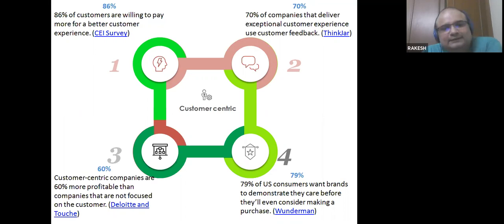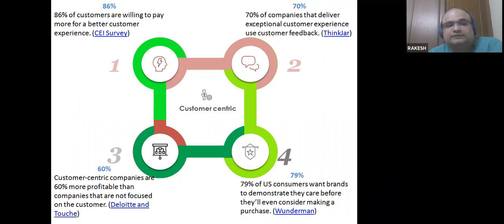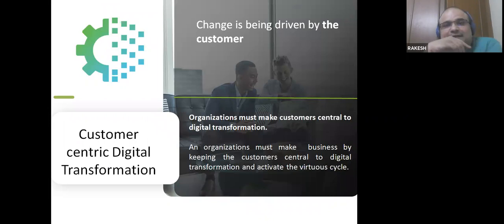Every company has to think every moment. Customer-centric companies are 50% or more profitable than companies that are not focused on the customer. This is from Deloitte itself, so it's very authentic information we can tell. So we just want to focus on customer-centric digital transformation. Change is driven by the customers.